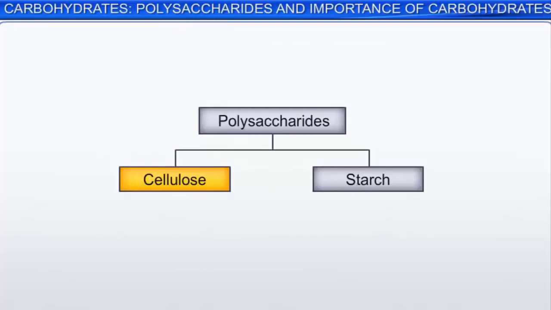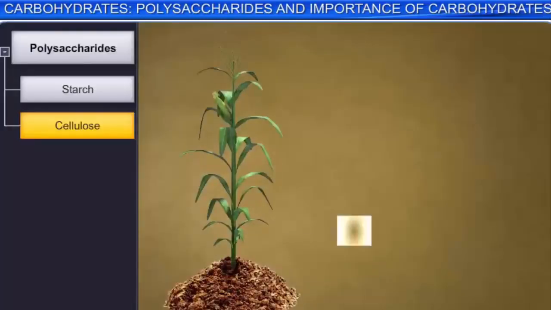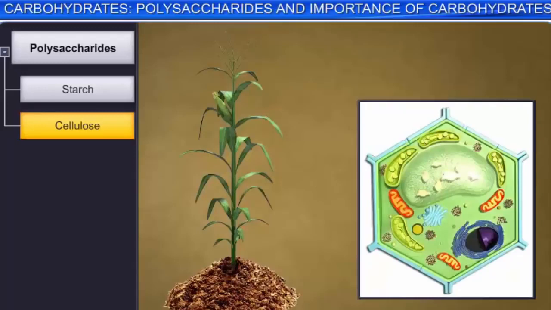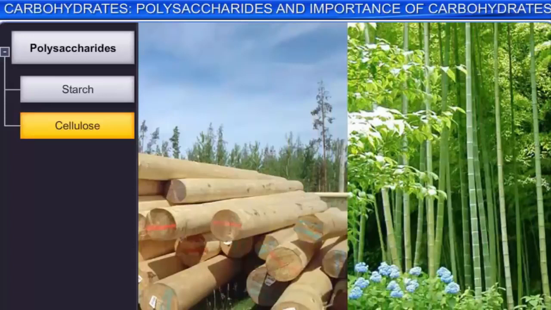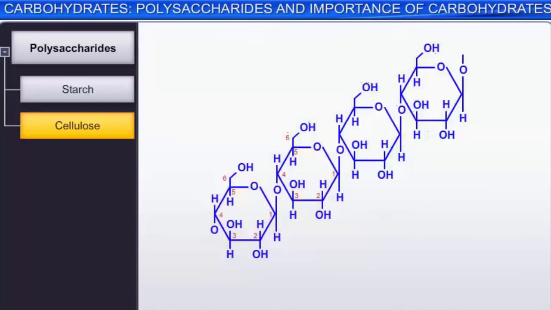Cellulose is another important polysaccharide. Found exclusively in plants, it is the most abundant of all carbohydrates. Cellulose is the chief structural material in plants. It is completely insoluble in water. Cellulose is a straight-chain polysaccharide.